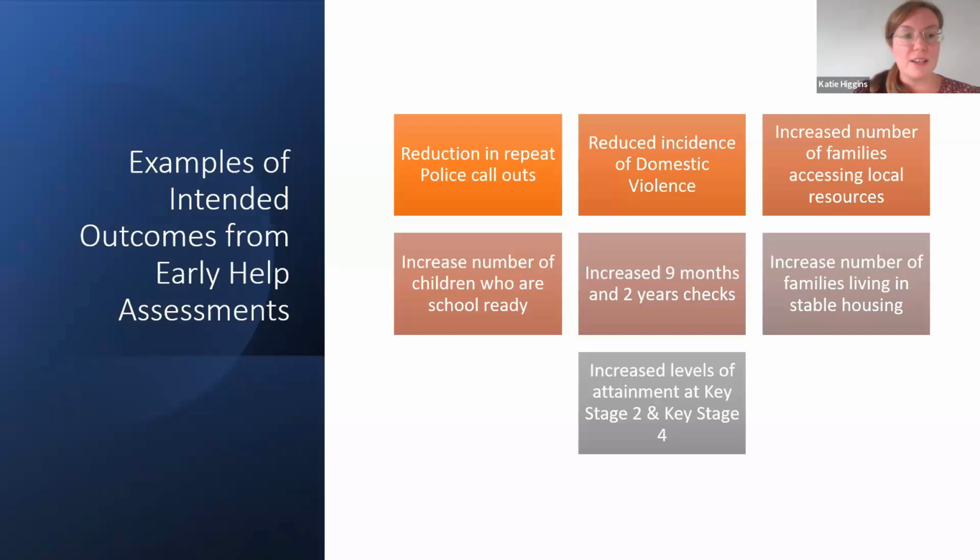And again, there are other kind of intended outcomes, so things like an increased 9-month and 2-month check. So when we're looking at development of children, we've seen that by implementing an early help assessment, those children are brought more to appointments, they're more aware of services. It may be that we've got in there early and got them some extra help with housing. It may be that families are accessing local resources more as a result of an early help assessment framework on that shared document against the multi-agency team.